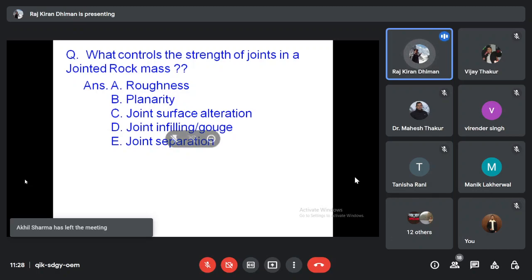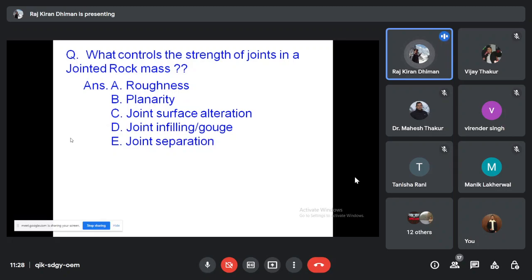So what is joint infilling? As we can see, in joints there is sometimes space in between. We also call it joint separation or joint aperture. But sometimes the joint aperture is very tight, there is no aperture. Sometimes there are some kinds of fillings inside the joint aperture. So we have to consider all these parameters to define the strength of joints.